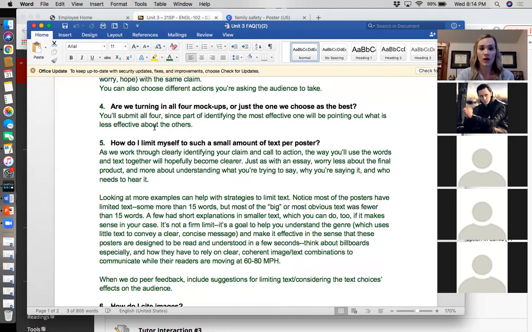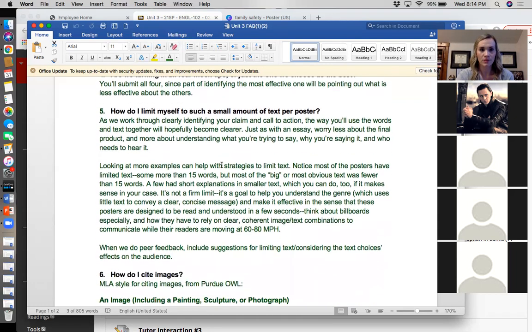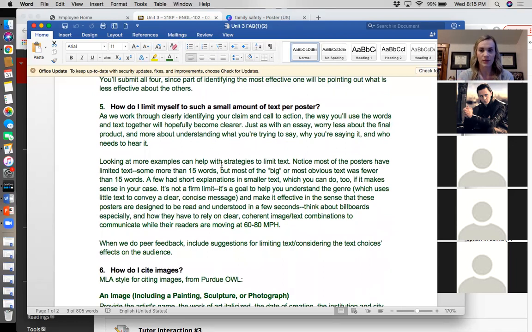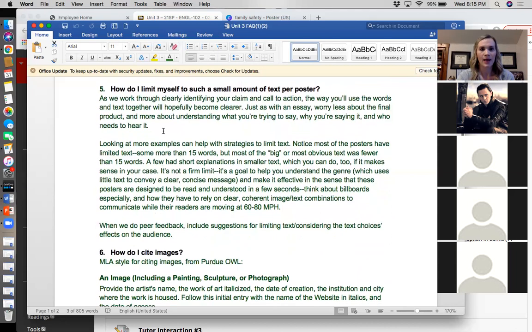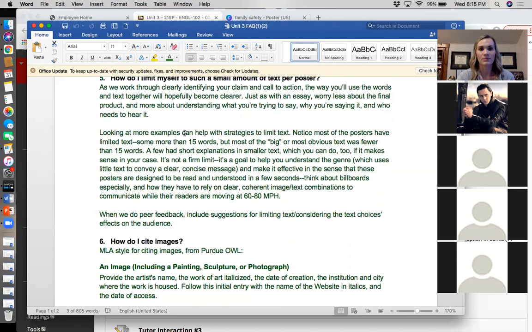Okay, you are turning in all 4 mockups. Okay, you will identify which one is the best, right? Usually if you just label them PSA 1, 2, 3, 4, number 3 is my favorite, blah, blah, blah, that's good enough. Okay. How do I limit myself to such a small amount of text per poster?